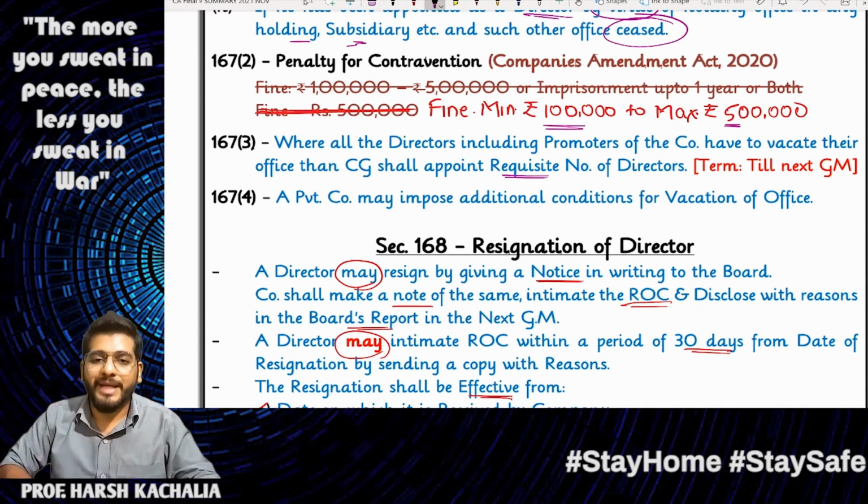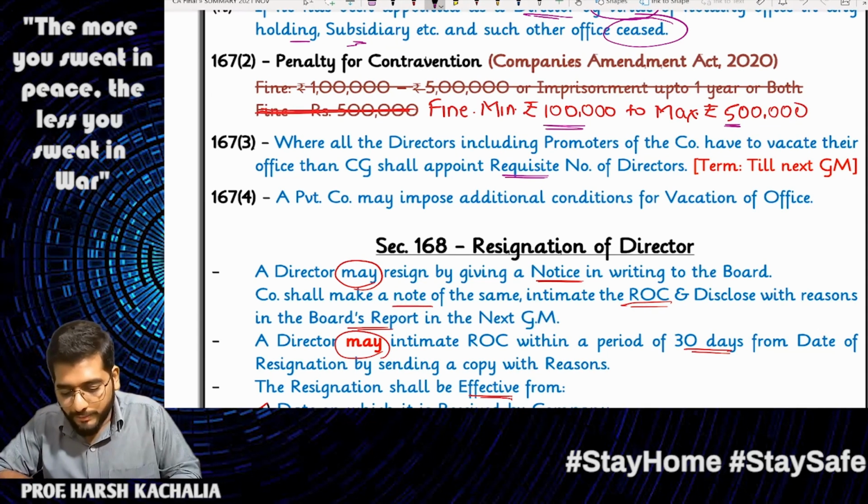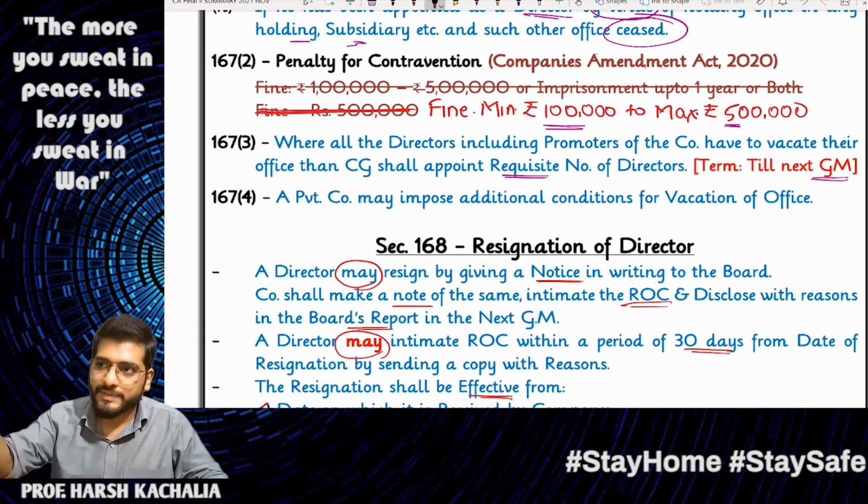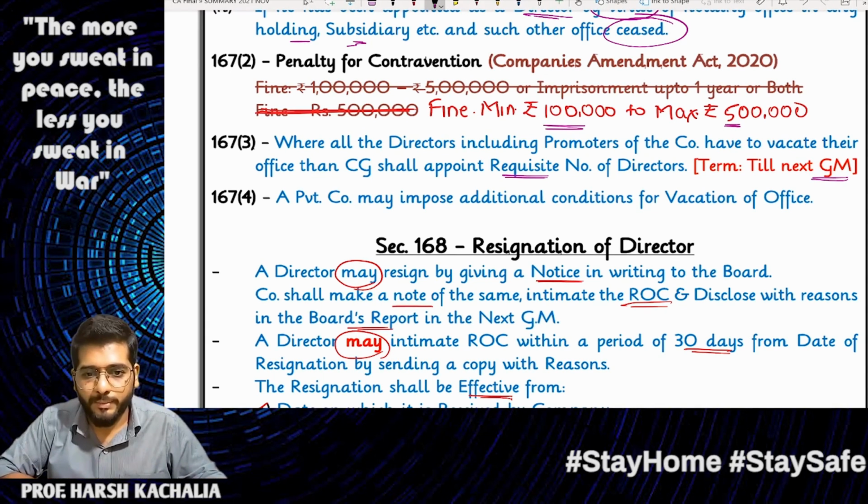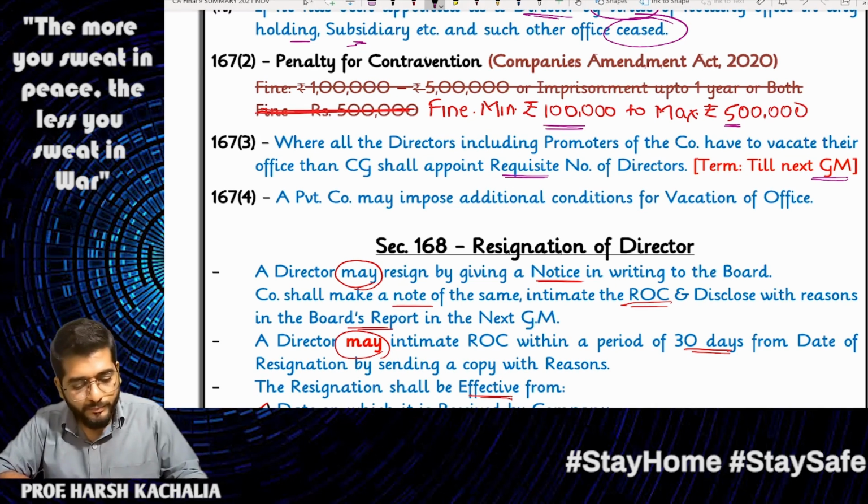The CG will come to your rescue and appoint the requisite number of directors in the company, whose term will be till the next general meeting. That is basically they will come, they will stabilize the business and call for a general meeting. Then shareholders will come and they will take over by appointing whatever directors they have to appoint.